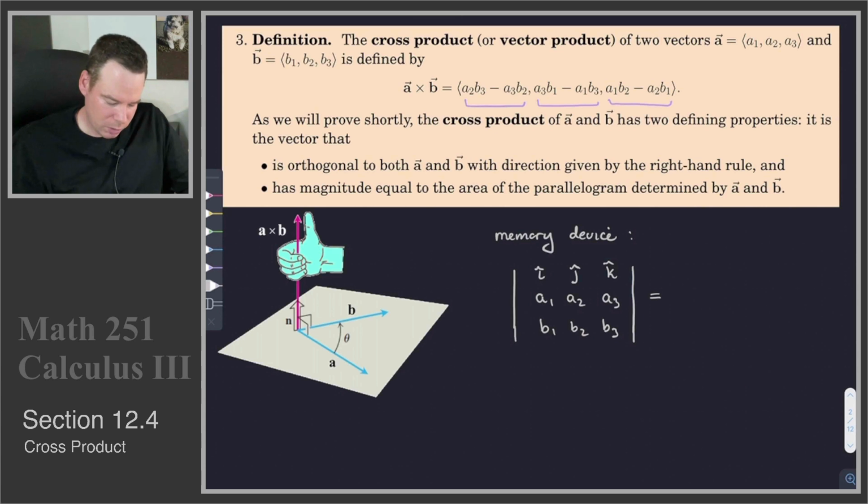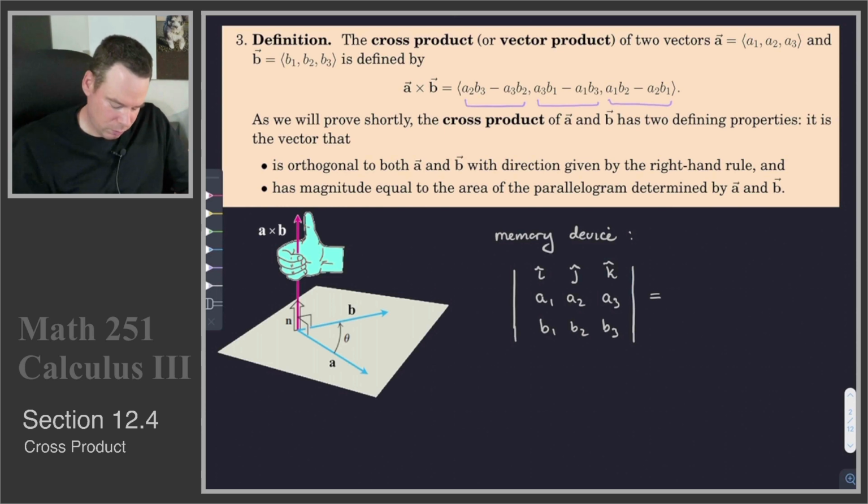Again, this is just a memory device, so if you haven't seen determinants yet, then you just refer back to the original formula that we've got up here in the definition, and that's how you compute it. This memory device is just a way to remember that formula. So the memory device says you want to compute this determinant. How do we compute the determinant? Well, we can do an expansion along the first row.